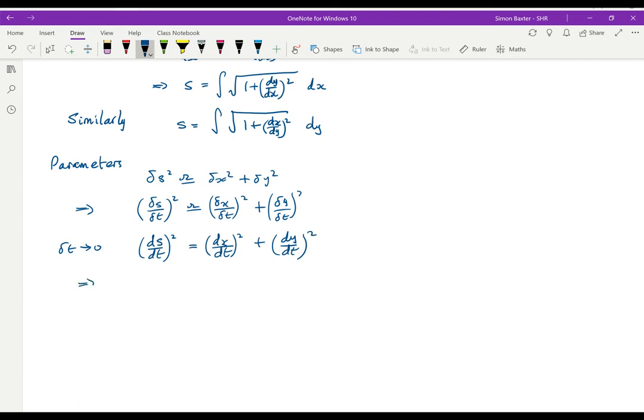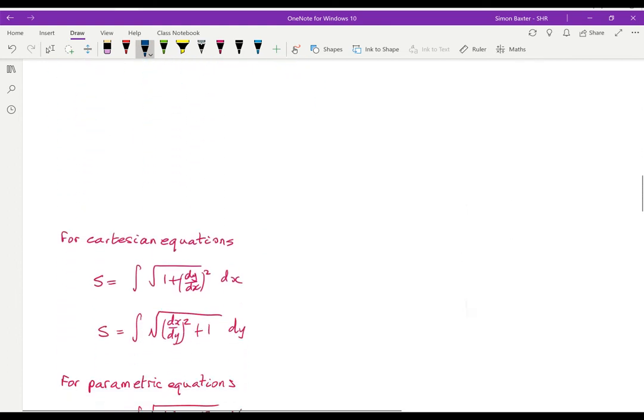Take the square root, we get ds by dt. We can write dx by dt as x dot, so x dot squared plus y dot squared, and we're taking the square root. This gives us that s is equal to the integral of root x dot squared plus y dot squared dt. So we've got a formula when we're using parameters, and we've got two formulae when we're using Cartesian equations. These are summarized here.